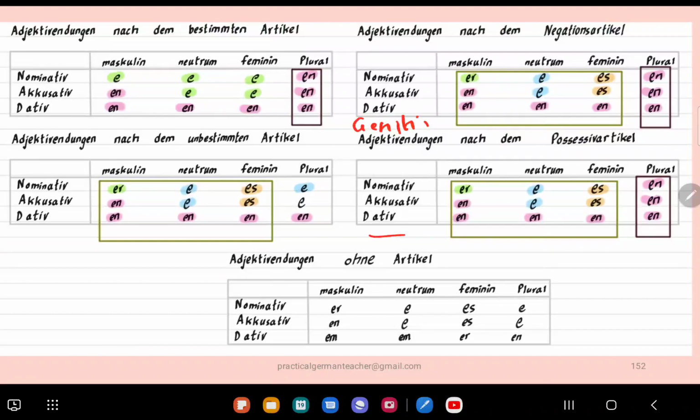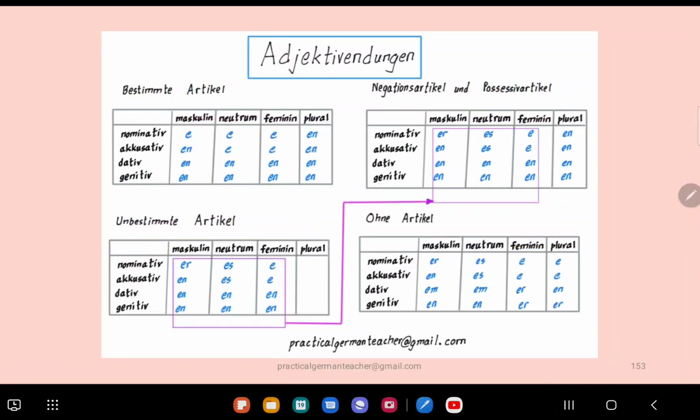If I include that for each of these tables, you will have 16 different entries for each table. 16 times 5 is 80. And if I remove the 4 from here, it will be 76. That means there are 76 cases for adjective endings. Of course, it's difficult to remember all of them without some tricks. And those tricks we will learn now.